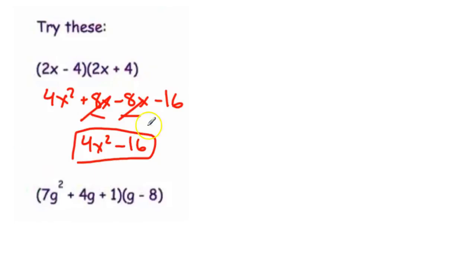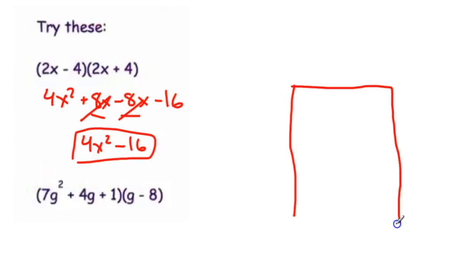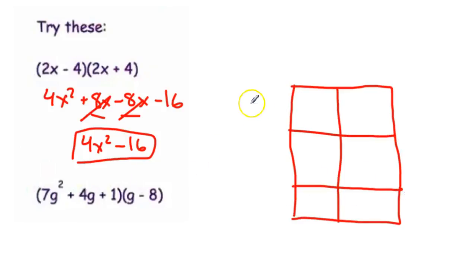This one over here, I'm going to use that box method. So this is a 3 by 2. So let me draw some kind of rectangle. On this side, I'll write 7g squared, 4g and 1. And over here, g minus 8.